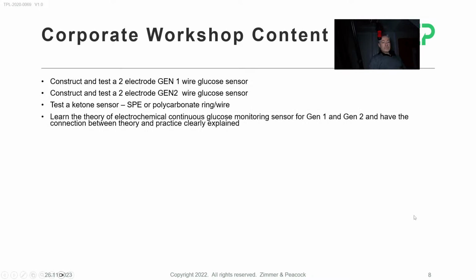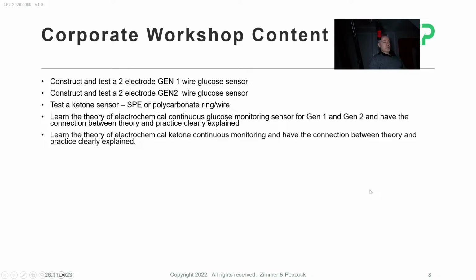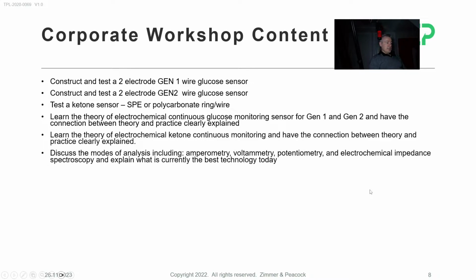Learn the theory of Gen 1 and Gen 2 glucose sensors, ketone sensors. Discuss all the analytical techniques that are out there, like amperometry, voltammetry, potentiometry, impedance spectroscopy, and how they're used, for example, in CGM, continuous glucose monitoring. By the way, depending on the attendees, if it's more like agriculture or IVD, in vitro diagnostic, we do change the scope as well. We are able to do that.